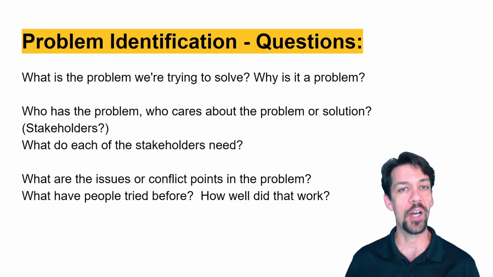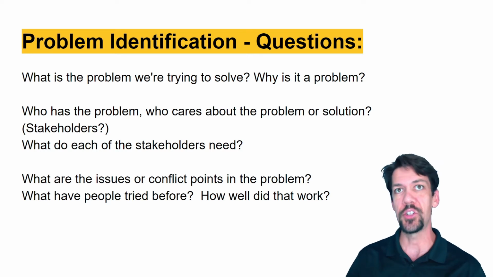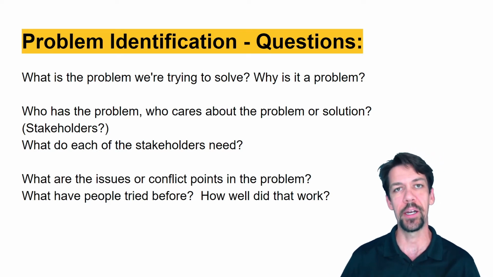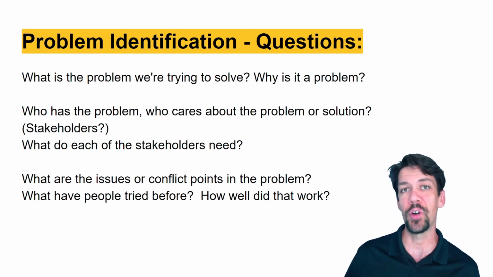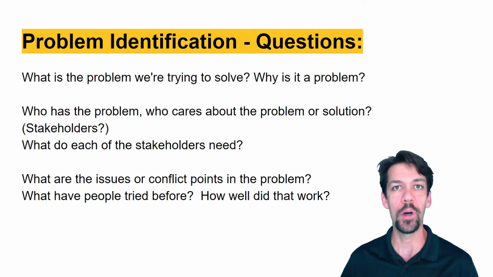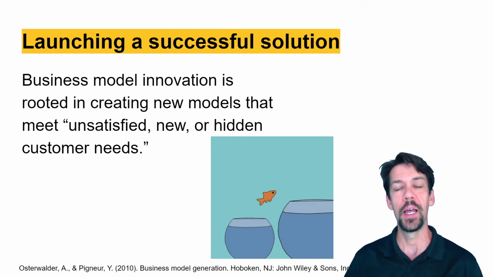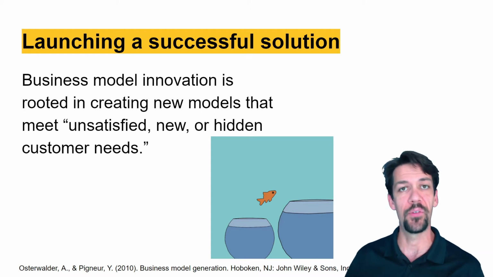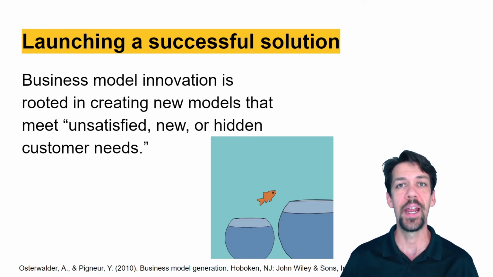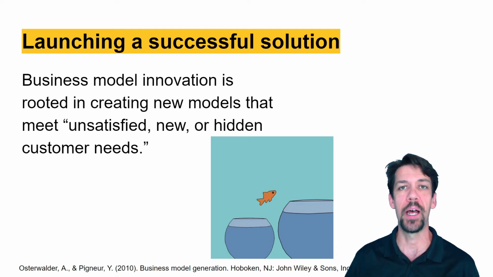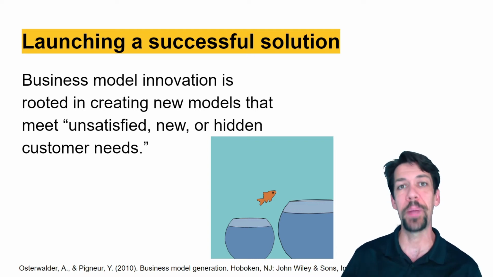What are the issues or conflict points in the problem? What are the challenges that might occur with implementation? Have people tried this before and how well did it work? Launching a successful solution depends on identifying this need. If we don't identify the need and we try to put a solution into the marketplace, then often it's going to fall flat on its face. We have to justify and have very good reasoning behind why somebody would want this or pay for it.